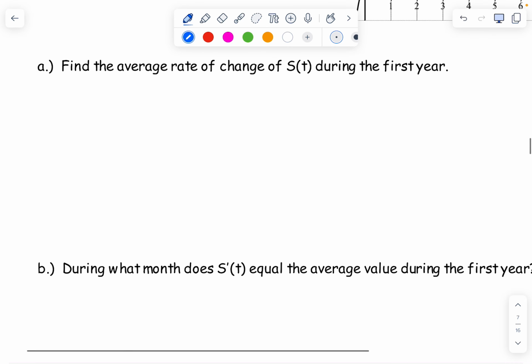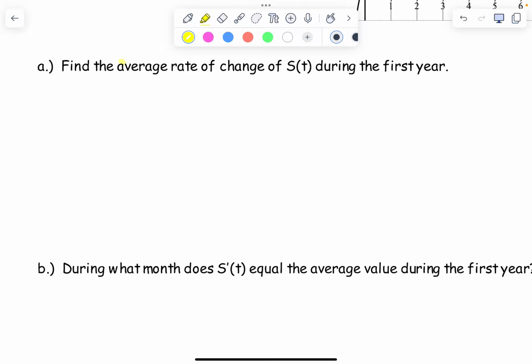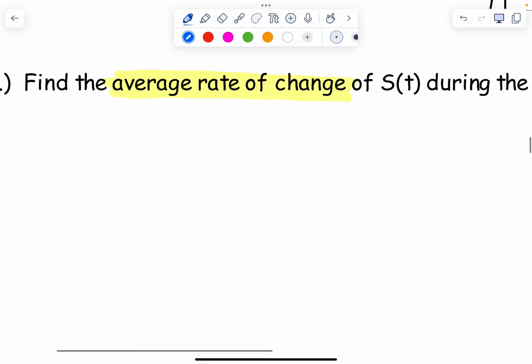Okay, Julie, let's read part A. Find the average rate of change of S of T during the first year. Okay, let's highlight average rate of change. Is the average rate of change IROC or AROC? Let's all write AROC on top. It is the AROC. And is it AROC the prime or the average? It is the average, hence the word.